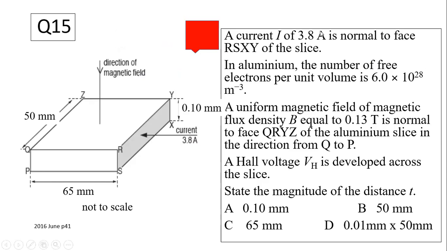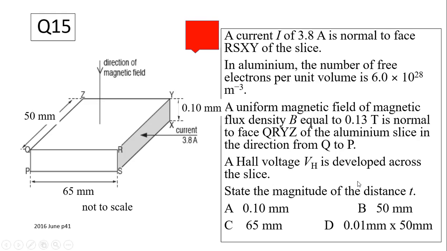A current I of 3.8 A, that's a current, is normal to the shaded surface. In aluminum, the number of free electrons per unit volume is given. A uniform magnetic flux density is given. That's the direction, normal to that surface at the top surface. The direction is coming down.